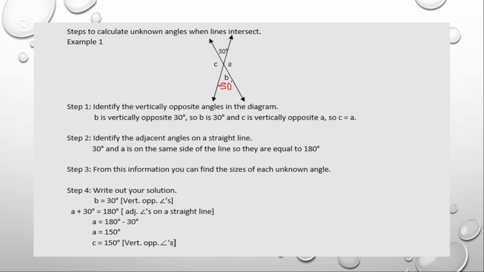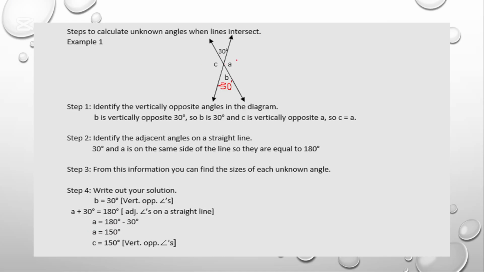So you know A plus 30. Now A and B are on the same side of this line. They have a common vertex, so the two of them must be equal to 180. In our next line, A plus 30 is equal to 180. Why? Adjacent angles on a straight line, or remember, supplementary adjacent angles. Then, next step, A is equal to 180 minus 30, so A is equal to 150.